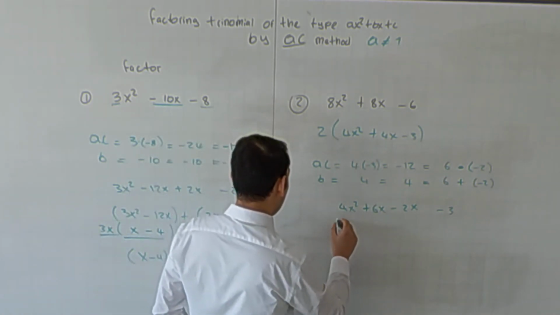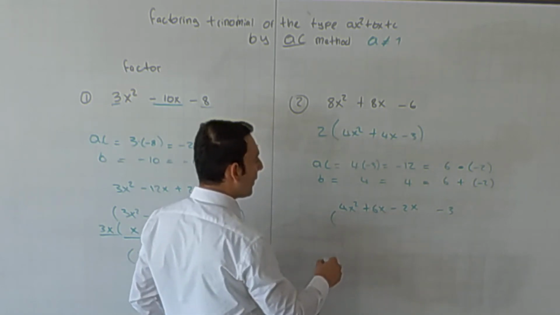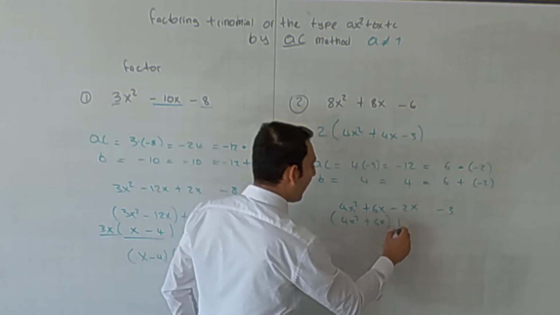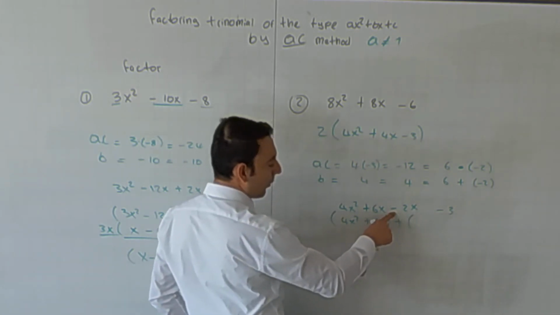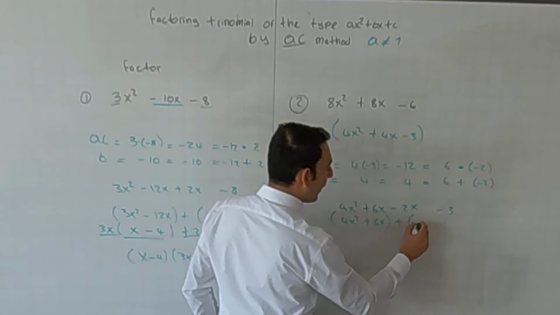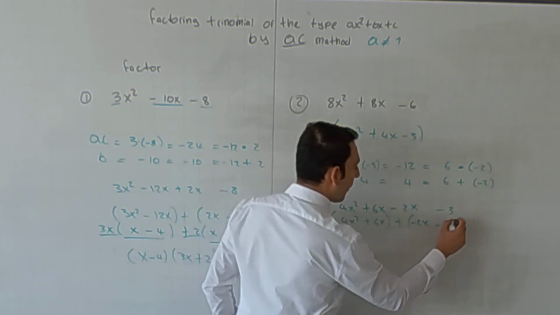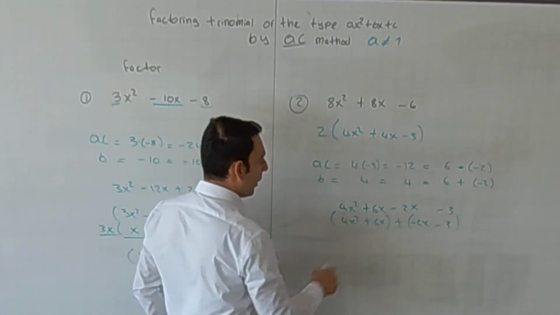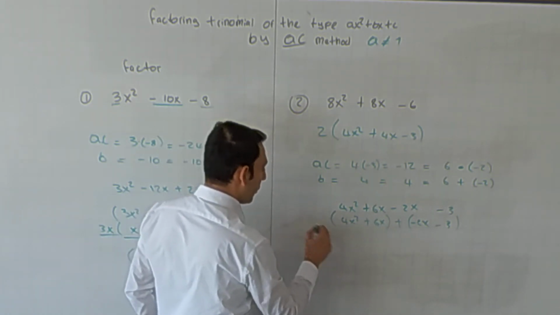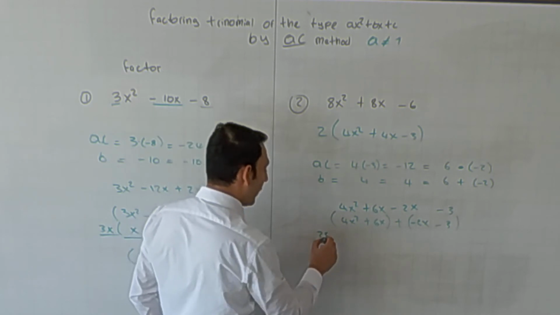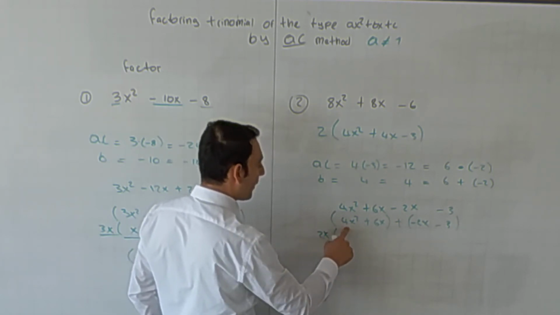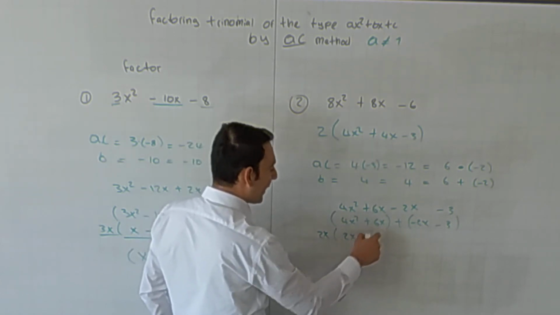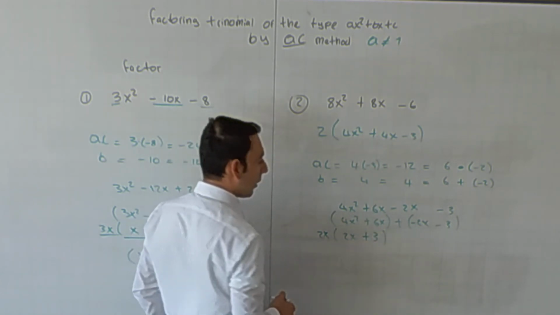Then let's make the groups. 4x squared plus 6x in the first group, plus in the second group. Remember, always respect the signs. Negative 2x and negative 3. Okay? Now, in here, the greatest common factor is 2x. Then 2x times what is 4x squared? 2x. 2x times what is 6x? Of course, it is 3. We got it.